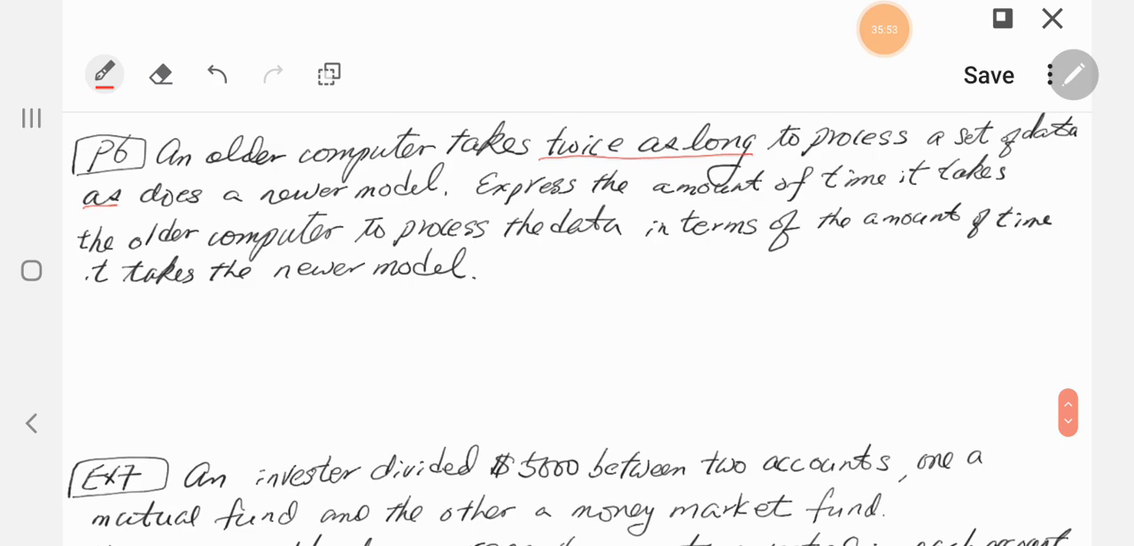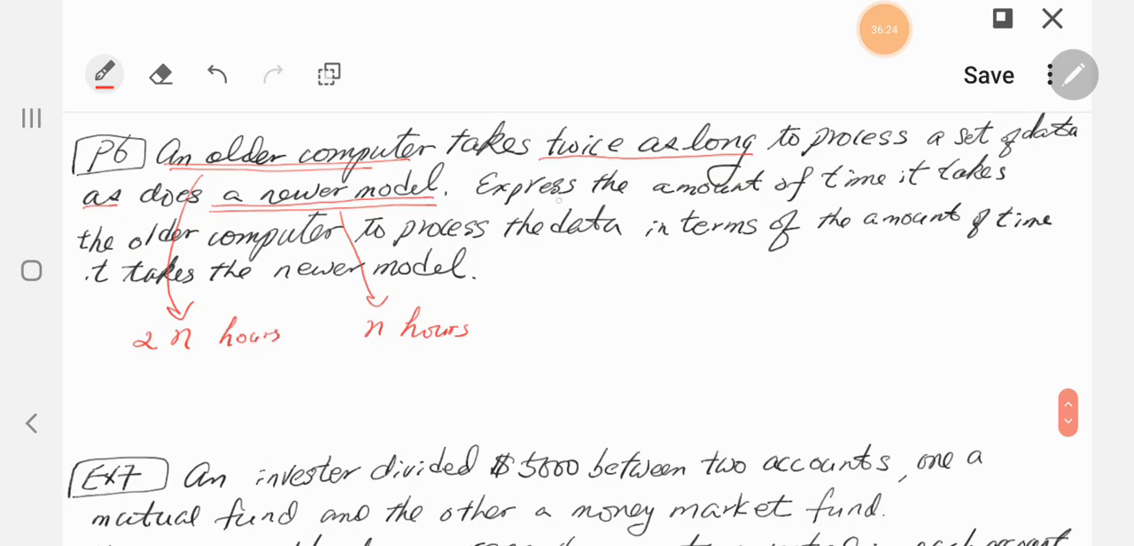So let's let the amount of time that the newer model takes be n hours. Then the older model will take how many hours? Twice as long, right? So it will take 2n hours.